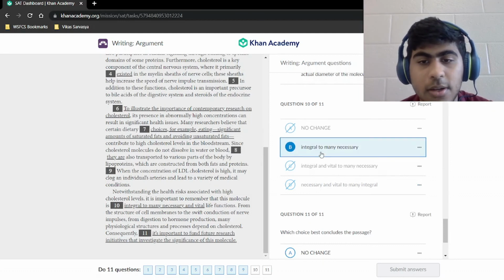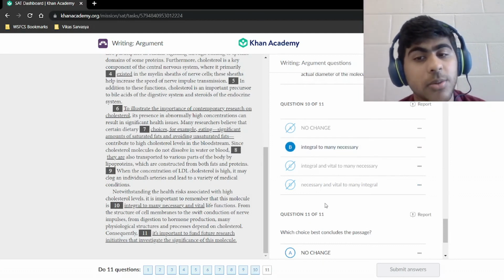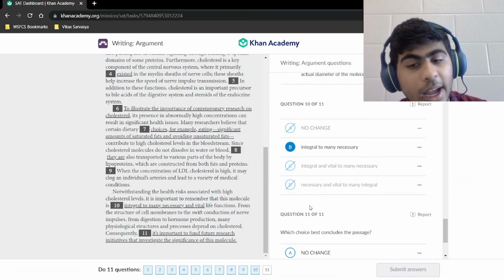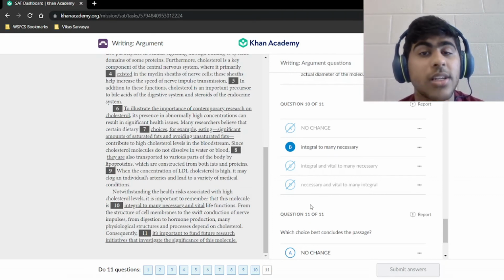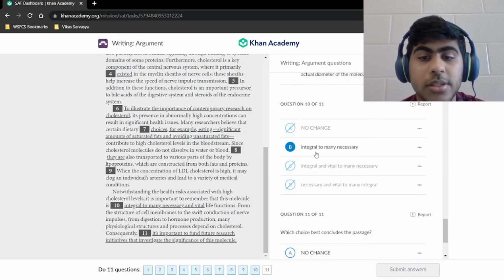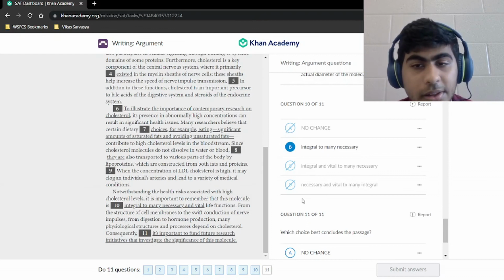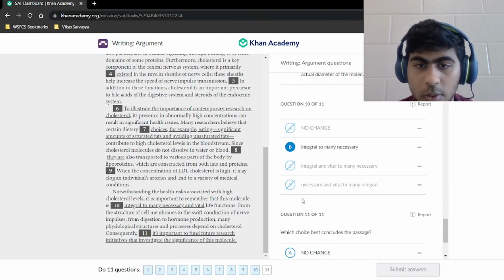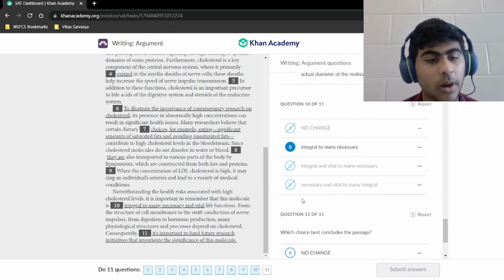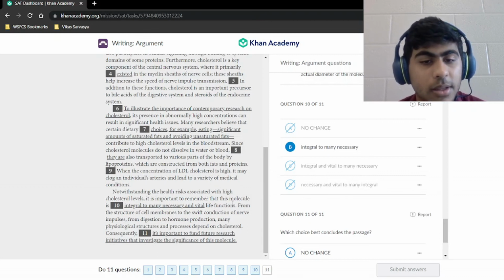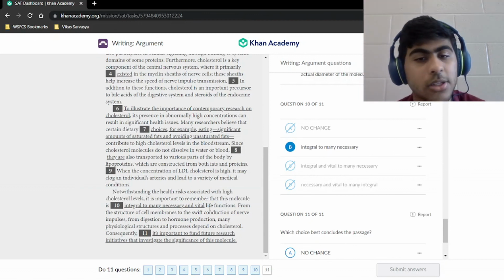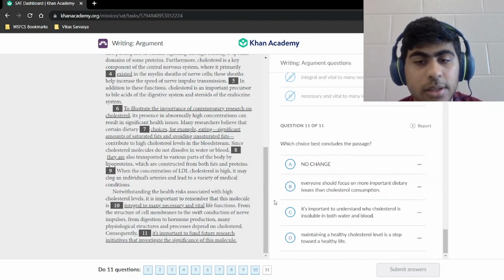That's too much. This is a precision and concision question. We're just trying to make it as short as possible that still works. The shortest answer that works is what we're looking for. The shortest answer is integral to many necessary life functions. We don't need to say necessary and vital. We don't need to say integral and vital. Right? Which is integral. It's a core part of necessary life functions. But one adjective to describe the molecule and one adjective to describe the life functions, one for each. That's all we need. We don't need to repeat anything, and we can move on to our last question.